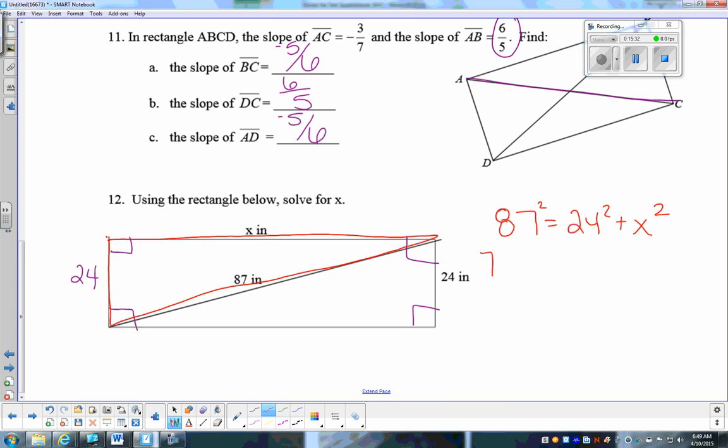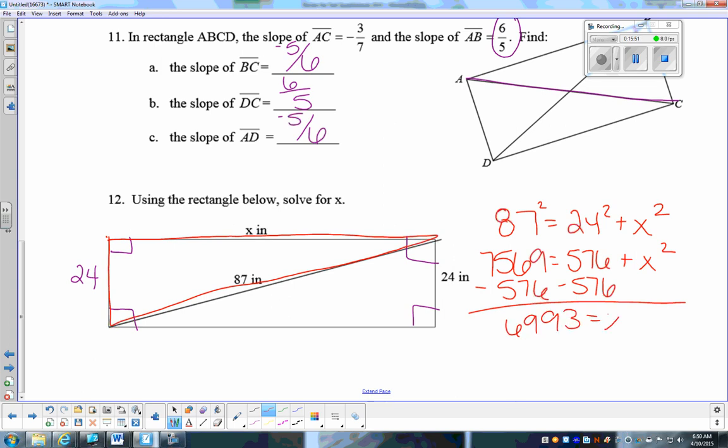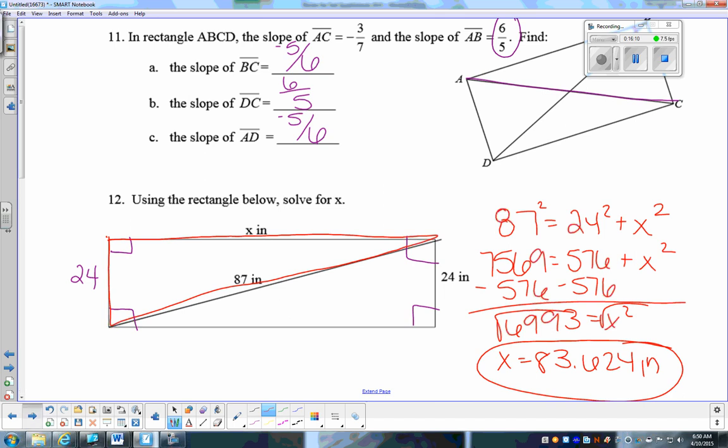87 squared is 7,569. 24 squared is 576. Subtract the 576. Okay, 6,993 equals x squared. Square root both sides, and I get that x is 83.624 inches. So there's number 12. We'll move on to the next page.